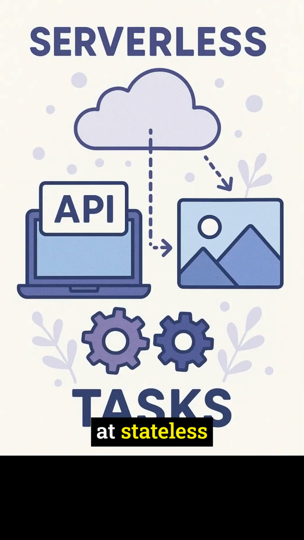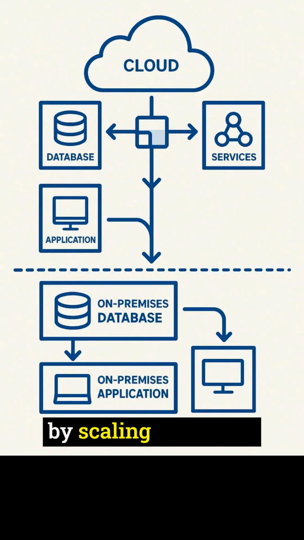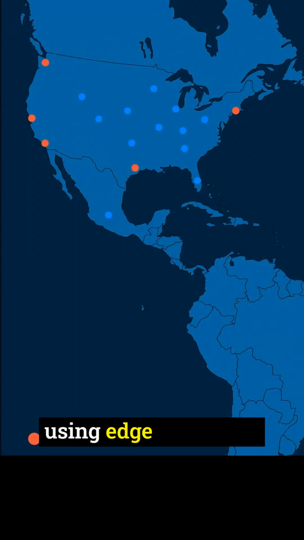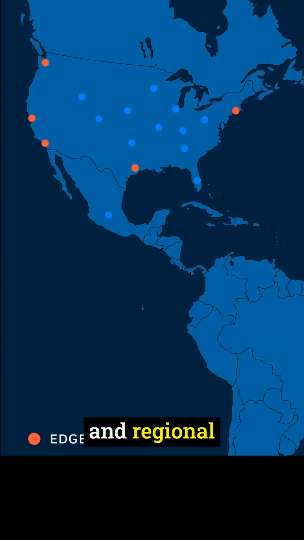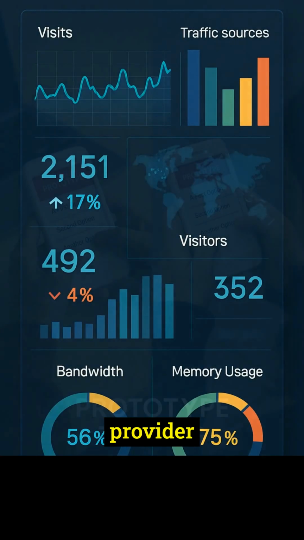Serverless excels at stateless event-driven workloads like APIs, image processing, and transforms. Combine approaches by scaling databases vertically while distributing cache layers horizontally for best results. Think hybrid using edge serverless for low latency and regional servers for tasks. Measure cold starts, memory usage, and execution patterns to choose the serverless provider.